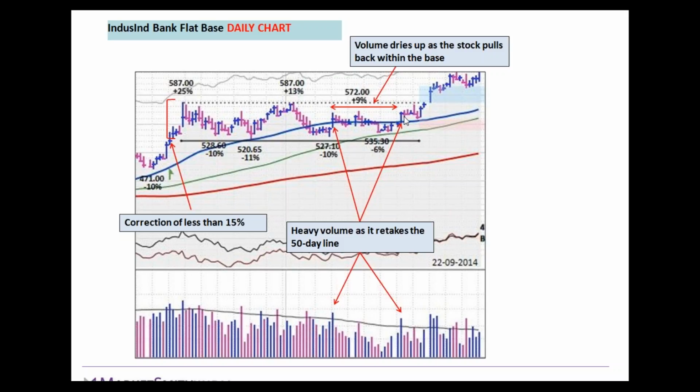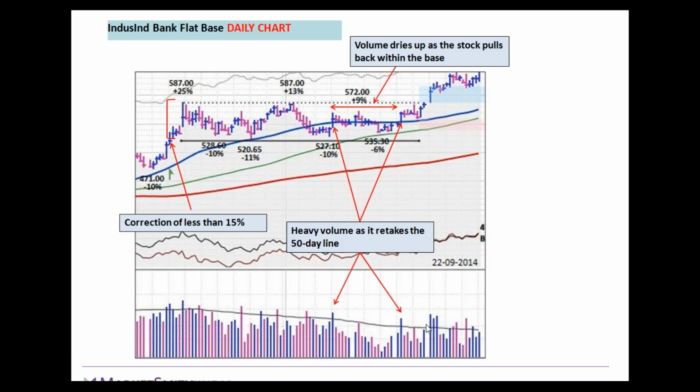Now we don't buy it as it breaks out of the 50 DMA because we are not yet sure whether the momentum is going to continue. But again, this is a healthy sign that we want to see. As it is moving down slowly, volumes are drying up. And in the middle of the base, there are big up moves when it is breaking above these resistance levels on high volumes.